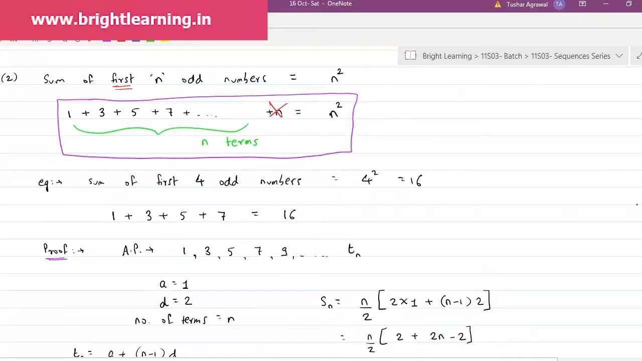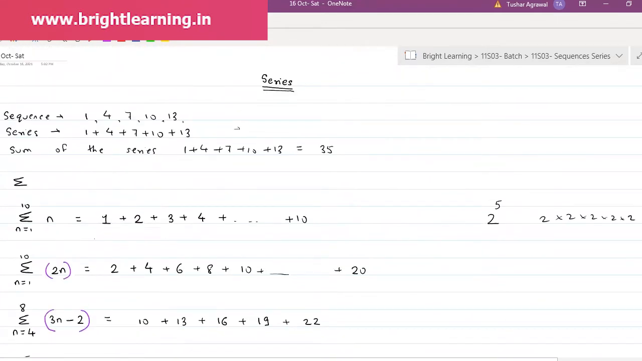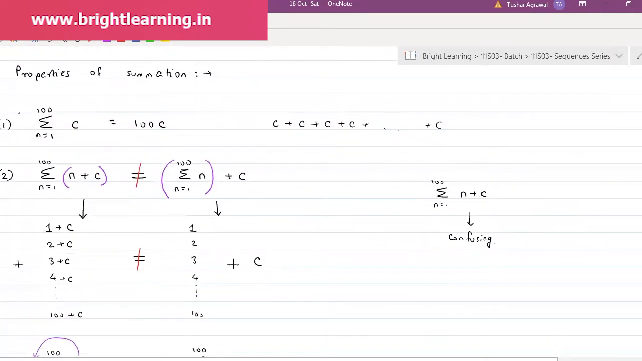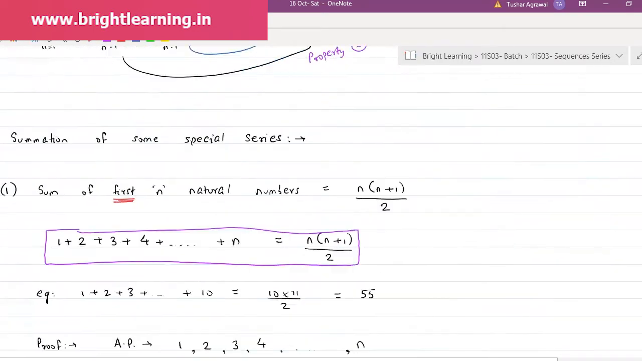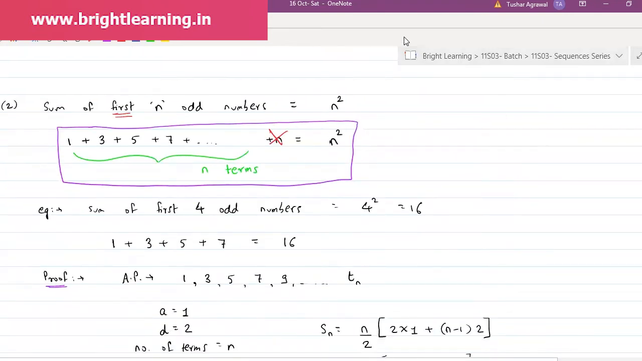We got acquainted with some basic formulas, the summation symbol and its various properties: summation of a constant, summation of n plus c, and summation of n bracket and then c, which are different. These various properties of summation were there, and we did some standard formulas, the summation of some special series. The special series included the sum of first n natural numbers and first n odd numbers.